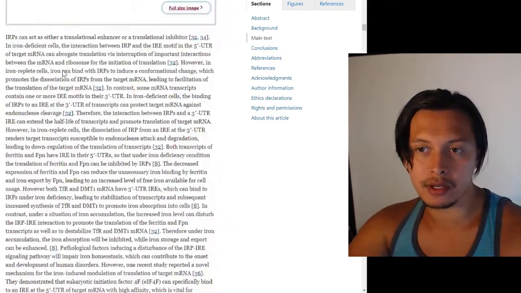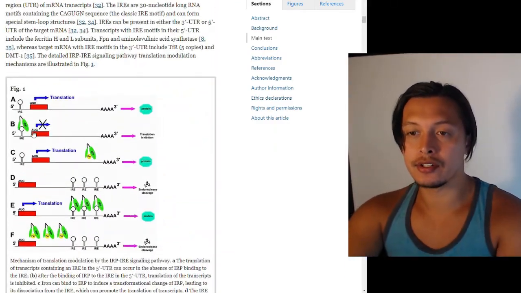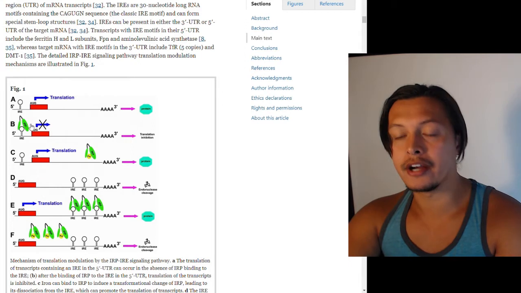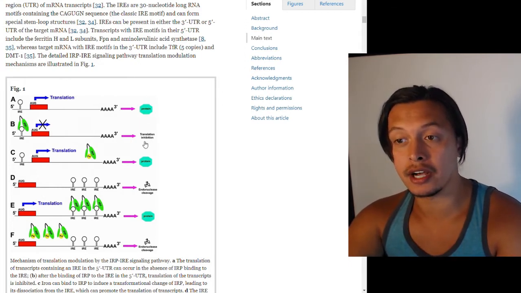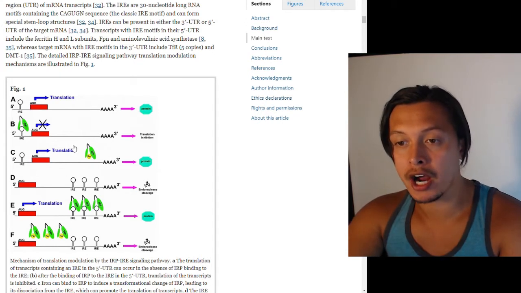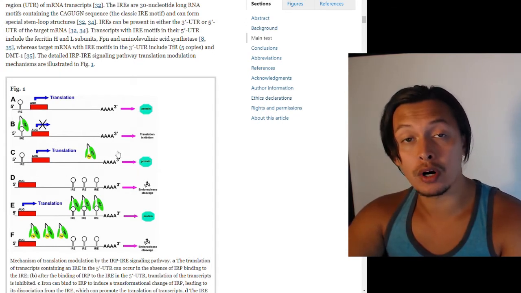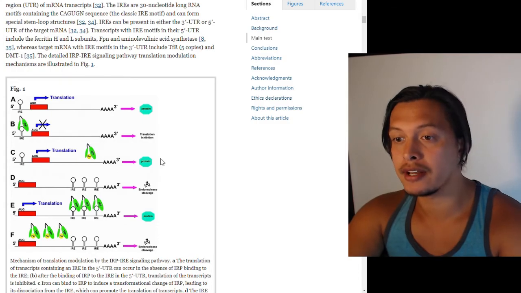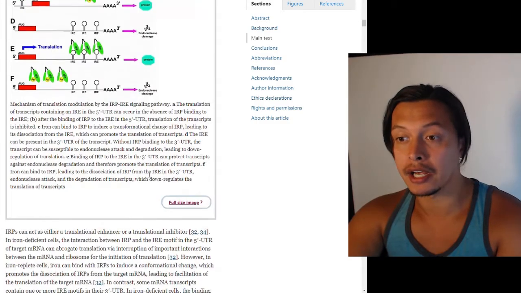So that's basically what's happening here: normally the iron regulatory proteins are preventing synuclein from being synthesized in too high concentrations, but if you have way too much iron, you are kicking off more of these iron regulatory proteins and as a result producing more of this alpha-synuclein.